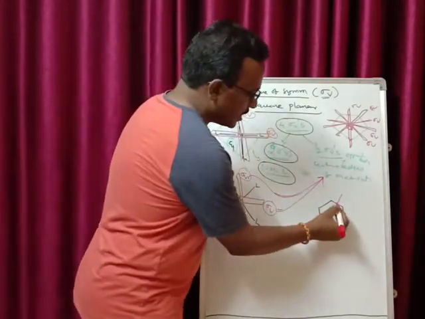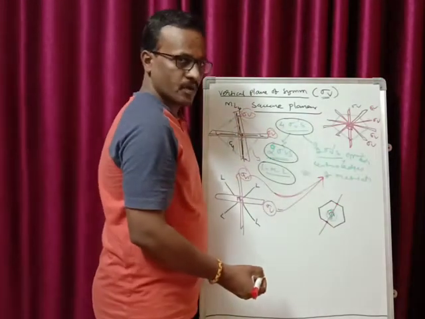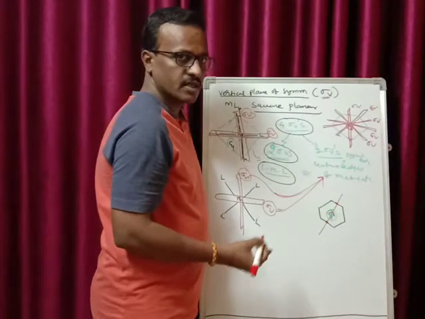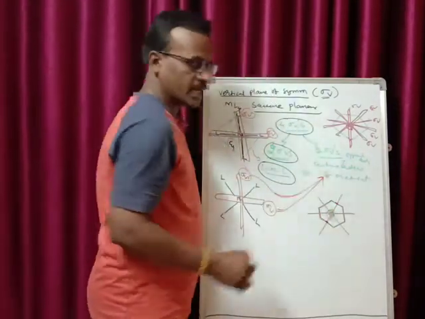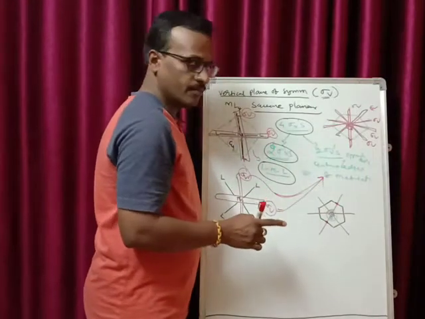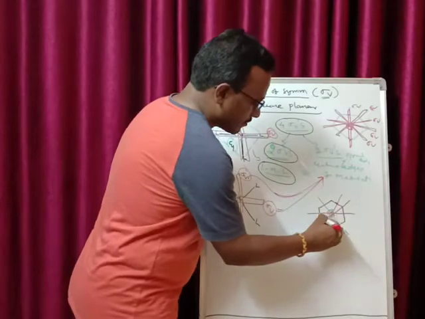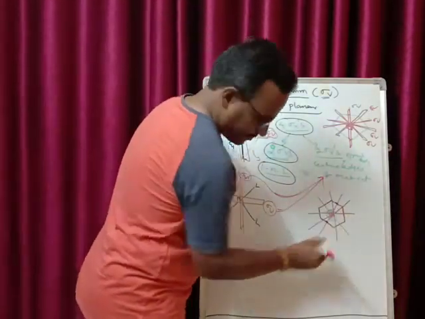Now you can see that here the plane is passing through the opposite edges. So in case of your benzene, you have a total of 6 edges. Therefore, there will be 3 sigma v's passing through the opposite edges. At the same time, in benzene, the sigma v's also pass through the opposite corners.